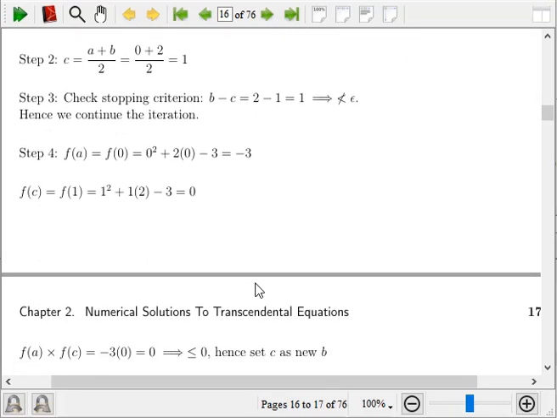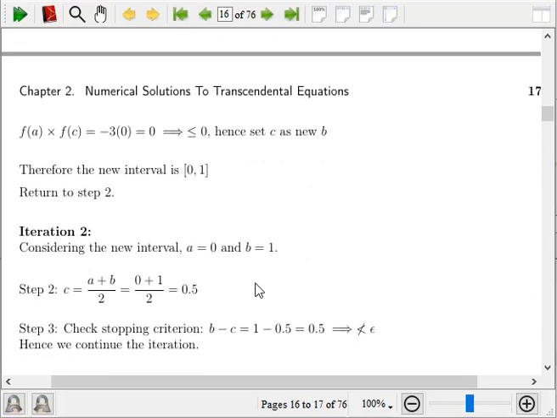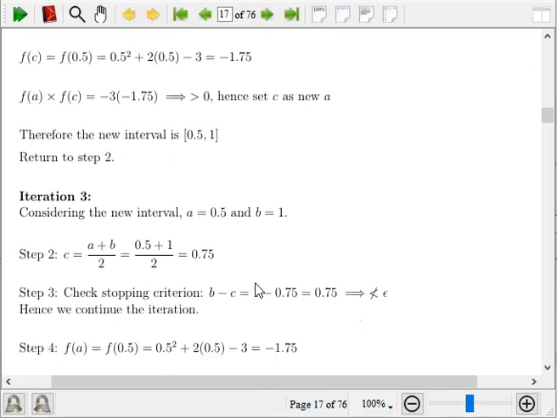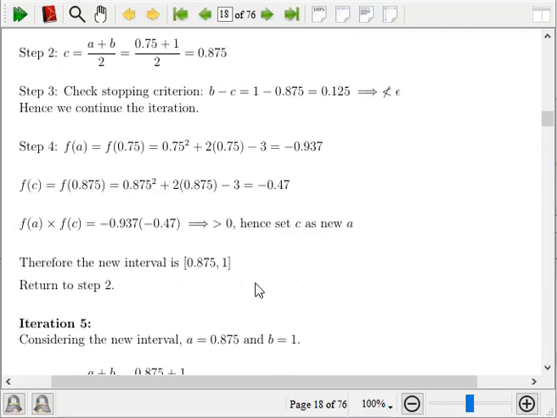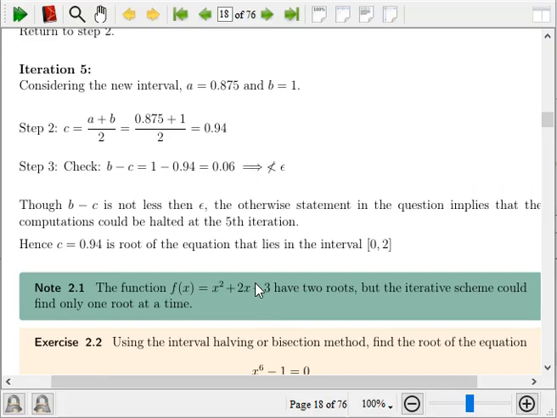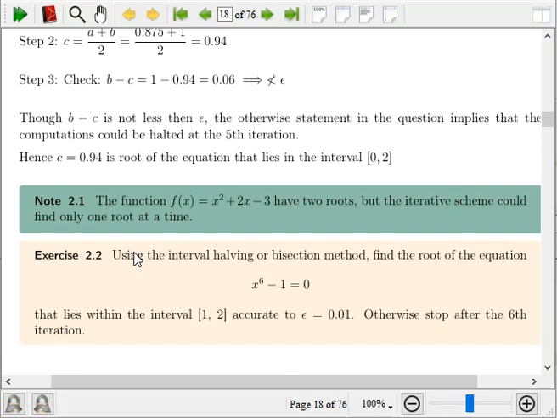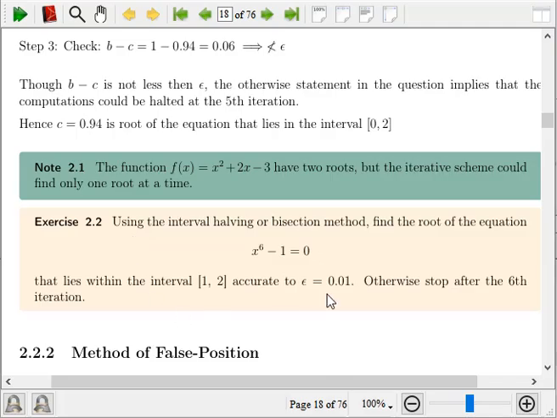So we followed the procedure, step 1, step 2. We have iteration 2, iteration 3, iteration 4 until we got to the 5th iteration, where we use the otherwise statement to halt our process, and we realize that the approximate solution here is 0.94. So this is an example for you to try.